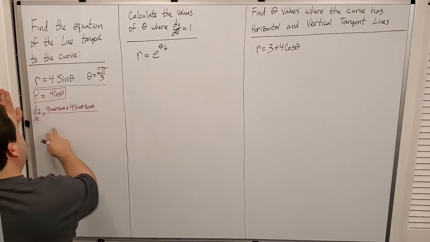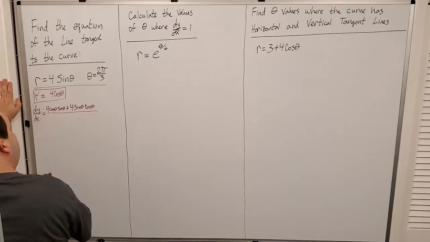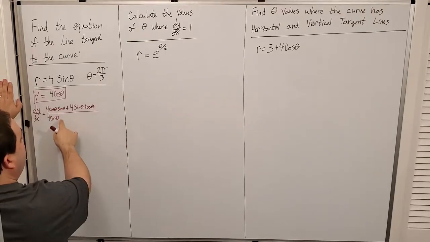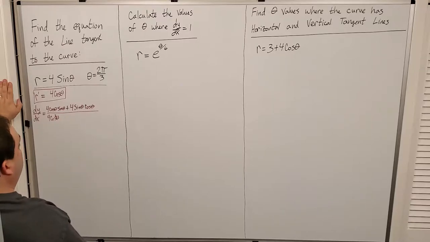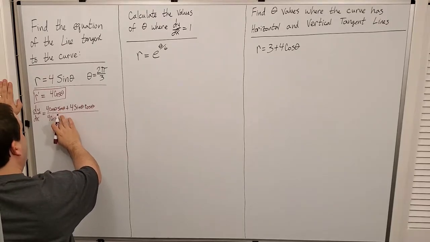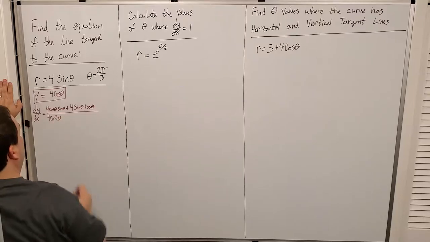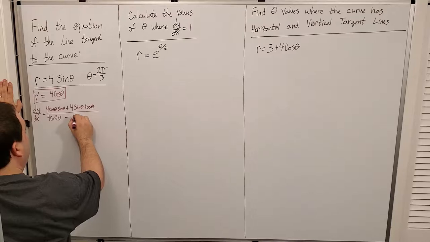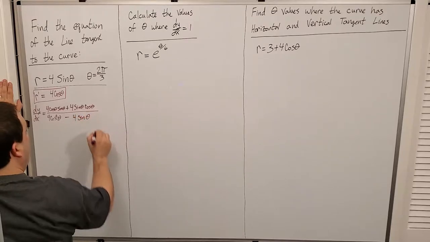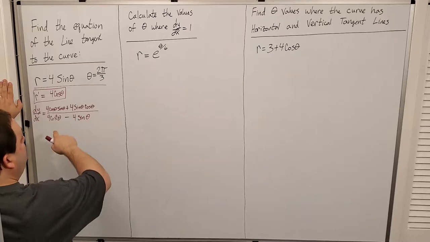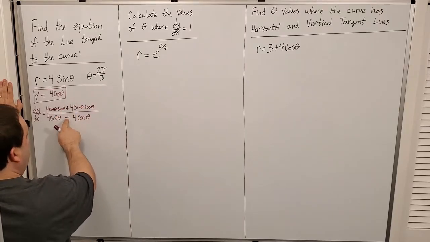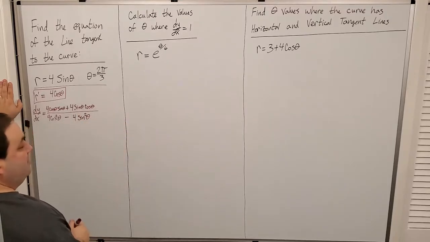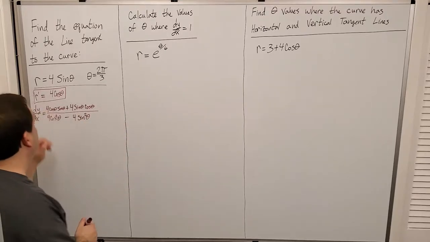So in the bottom I have the dx part, which is going to be r prime 4 cosine theta times cosine theta. So it's just squared. Minus r, 4 sine theta, times negative sine theta. That's where the minus is coming from. So that basically gives me a sine theta times a sine theta, which is sine squared theta.